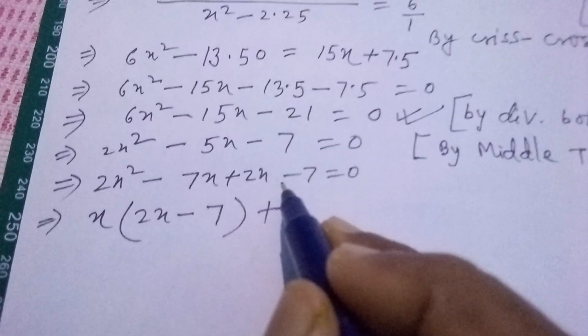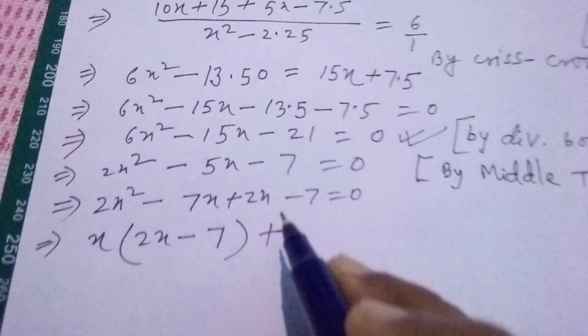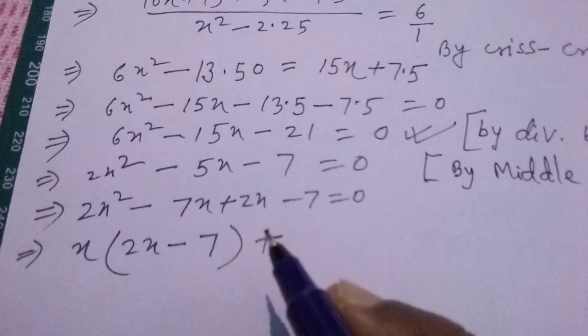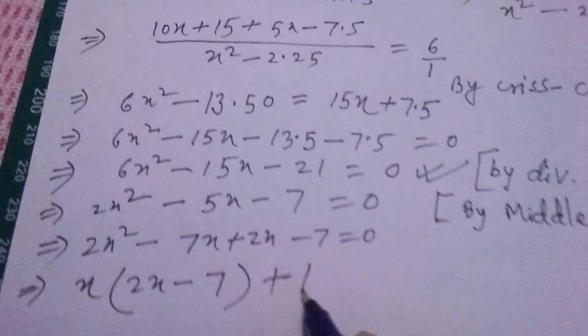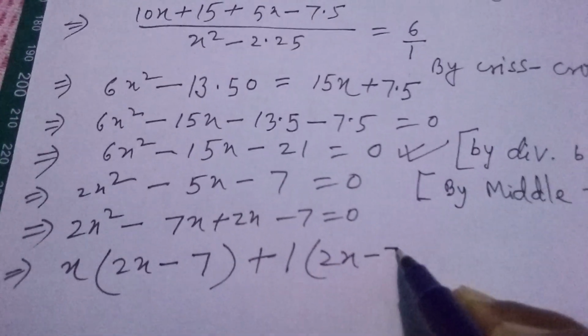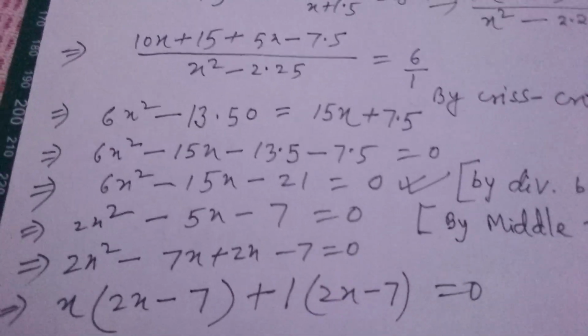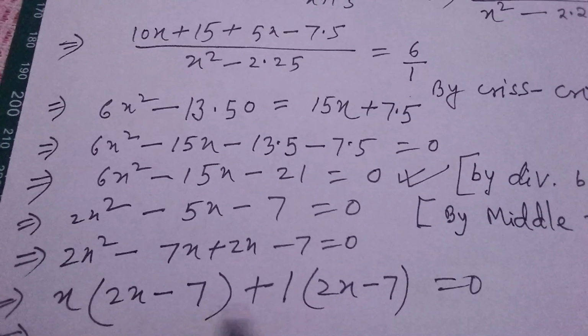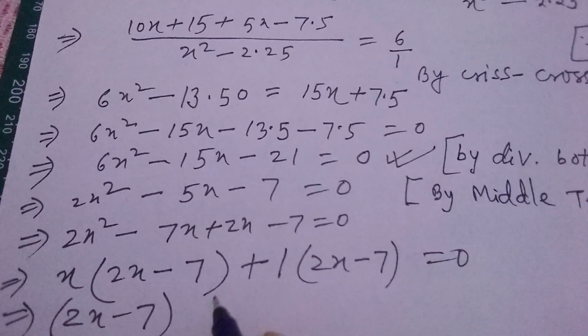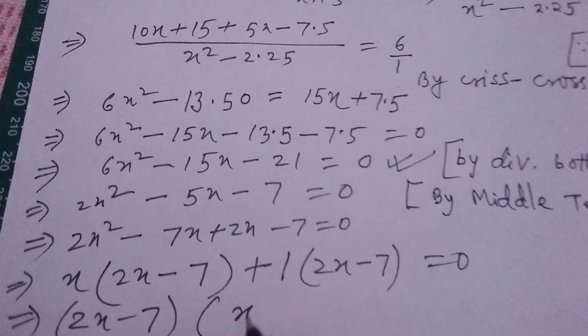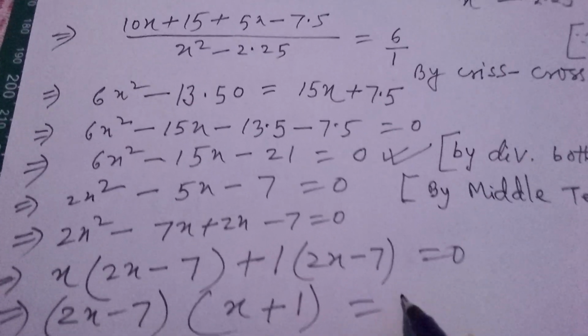And here nothing is common. That means 1 is common. And I have explained to you that 1 is a universal factor. 1 is present in all the numbers. That's why 1 I will take, and here we get 2x minus 7. That is equal to 0. And again here you find 2x minus 7 is present in both the terms. So 2x minus 7 you take common. Then how much is left? x is left, and here 1 is left. That is equal to 0.